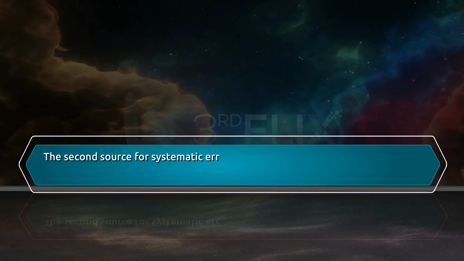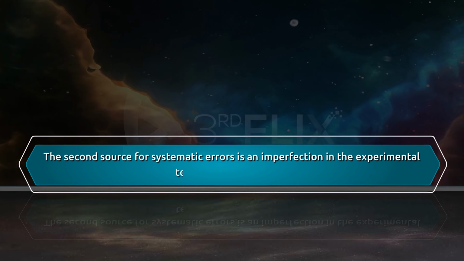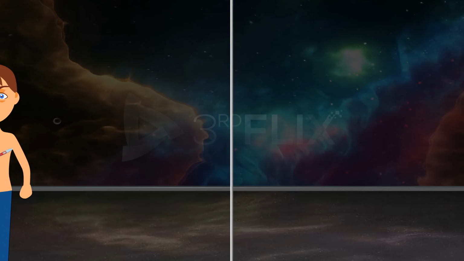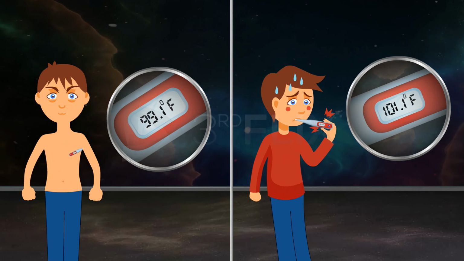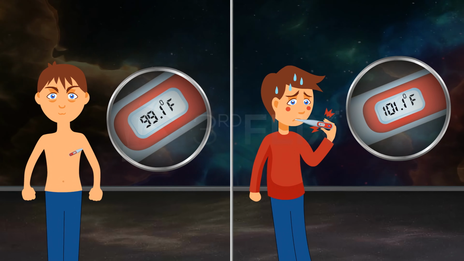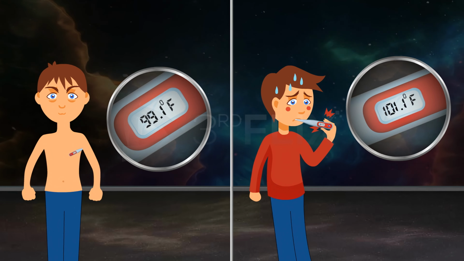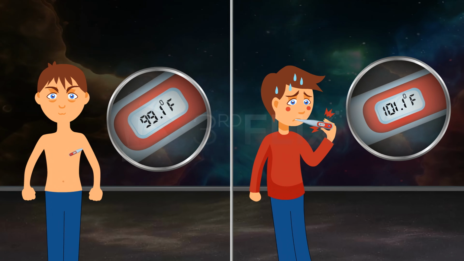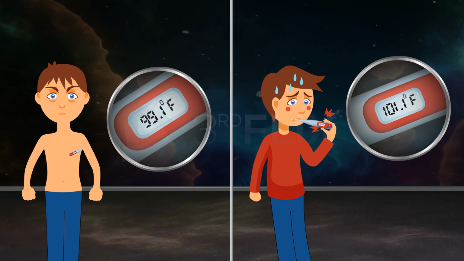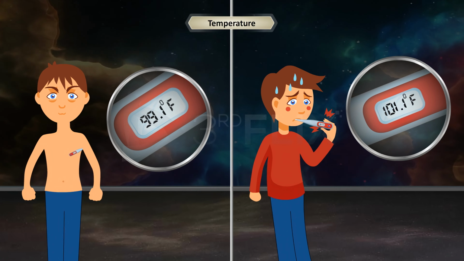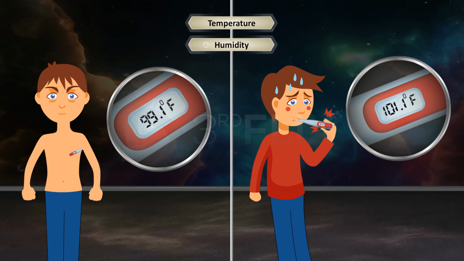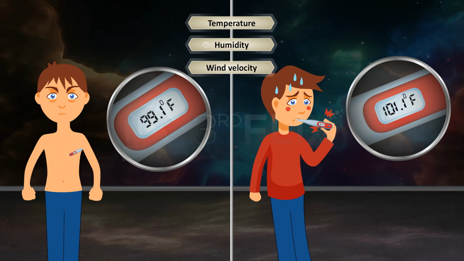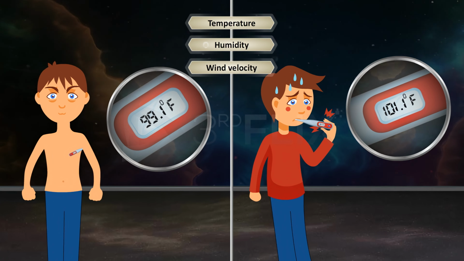The second source of systematic errors is an imperfection in experimental technique or procedure. To determine the temperature of a human body, a thermometer placed under the armpit will always give a temperature lower than the actual value of the body temperature. Other external conditions, such as changes in external temperature, humidity, wind velocity, etc., during the experiment may systematically affect the measurement.